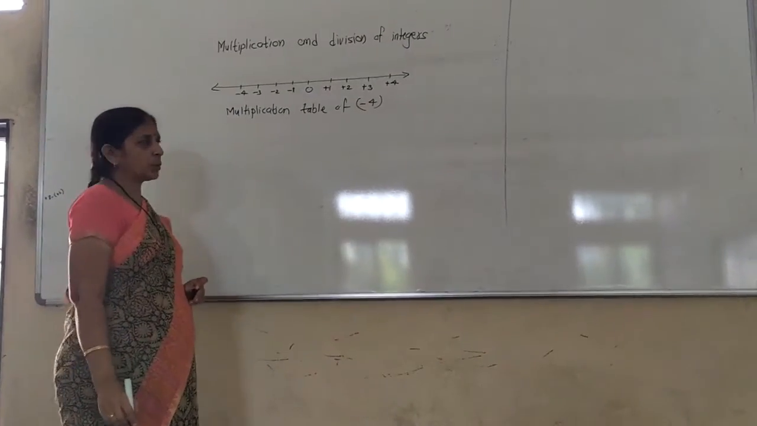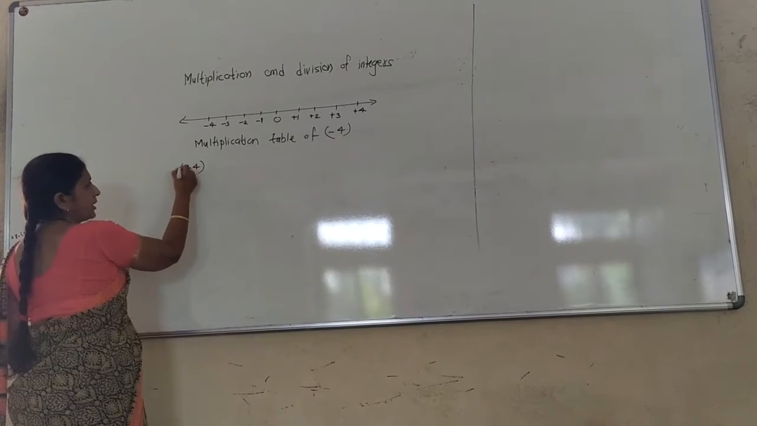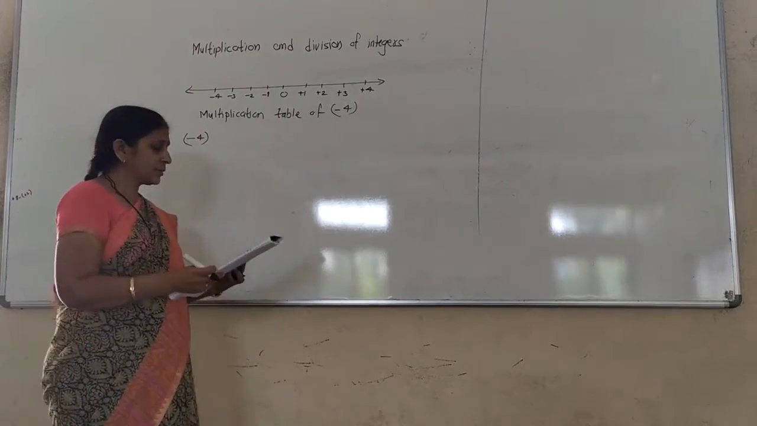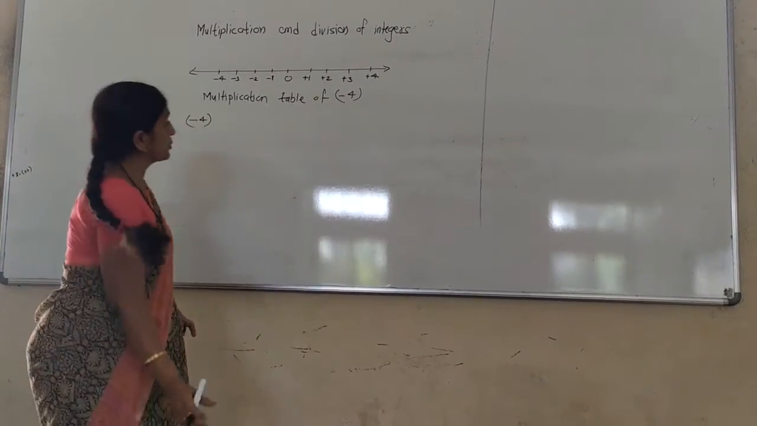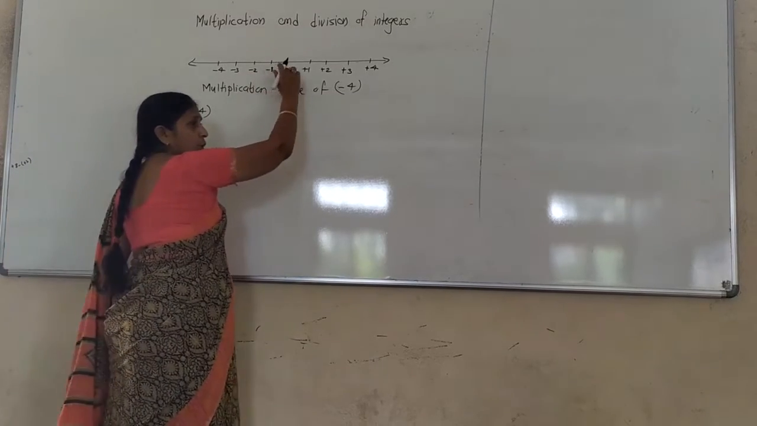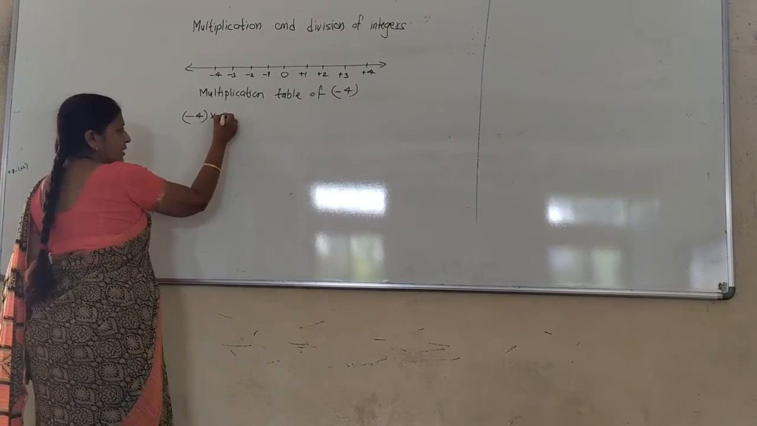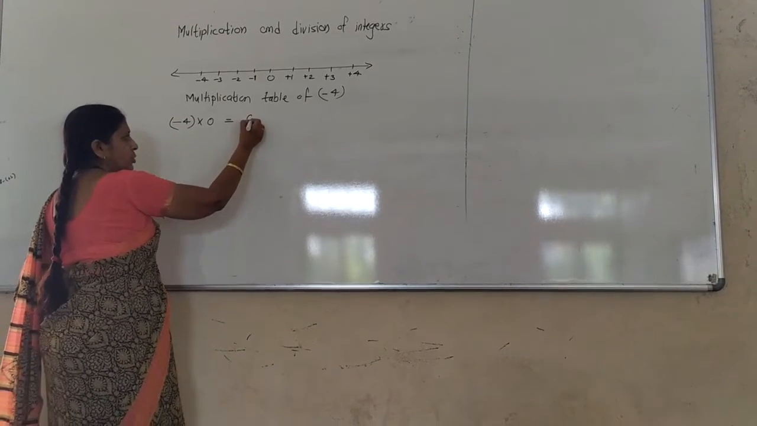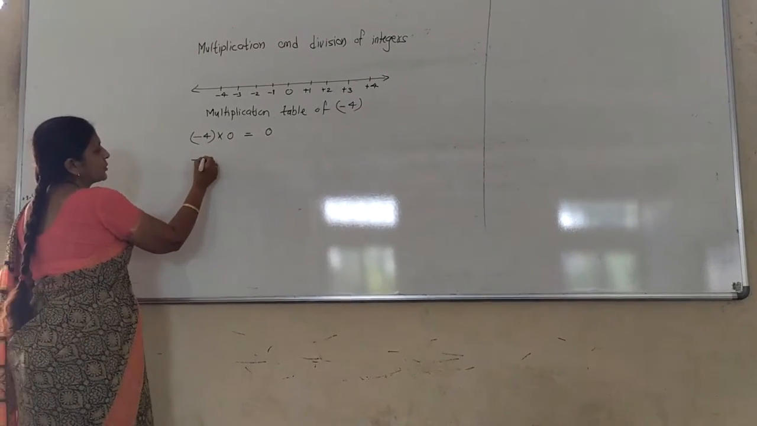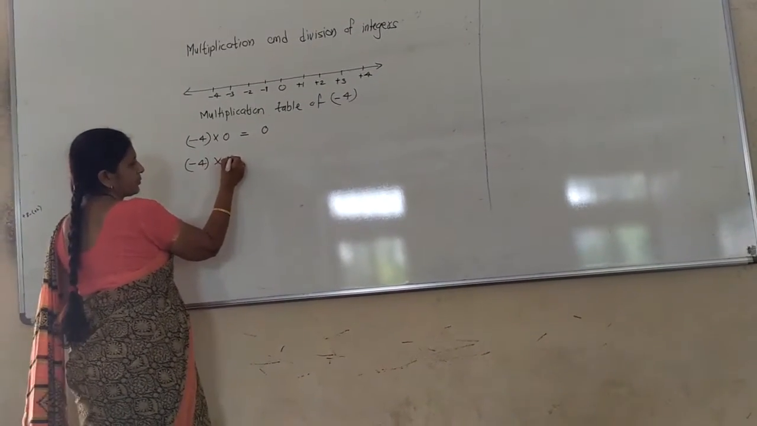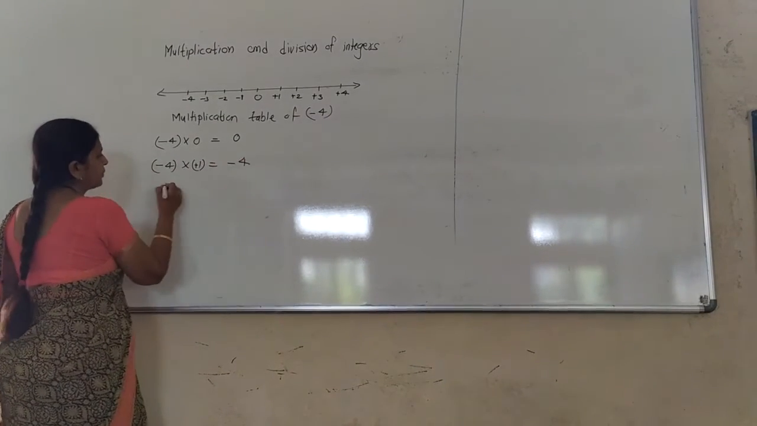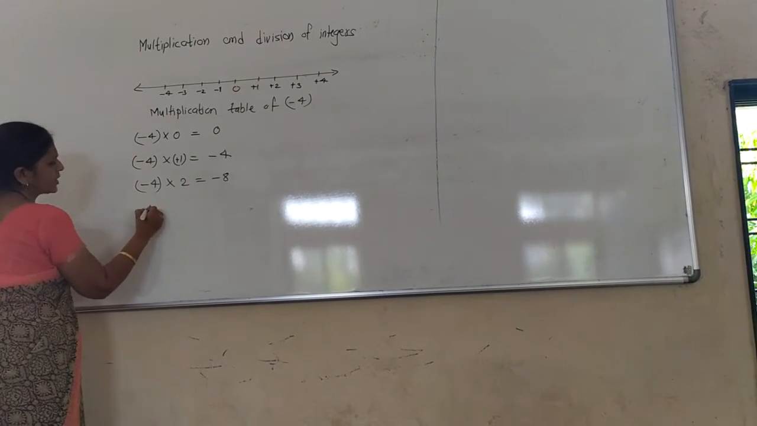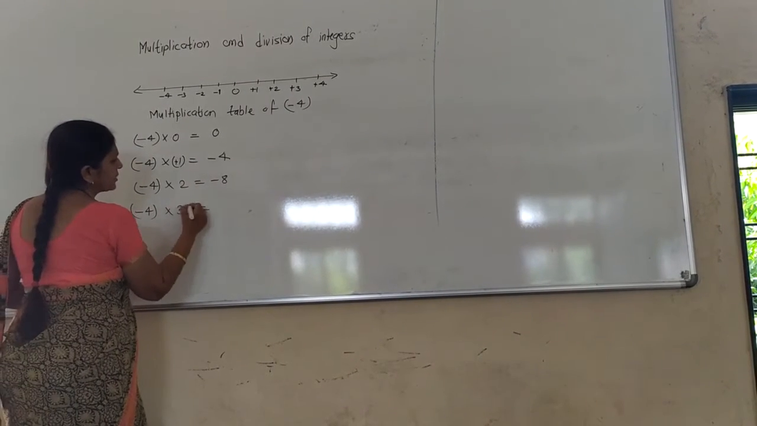The 4's multiplication table you know. We will start by multiplying by the positive numbers. First we will go from 0 to the positive numbers. So first, multiplication by 0. Any number multiplied by 0 gives us 0. So the same rule is here. Then minus 4 multiplied by plus 1 gives us minus 4. Minus 4 multiplied by 2 gives us minus 8. Minus 4 multiplied by 3 gives us minus 12.